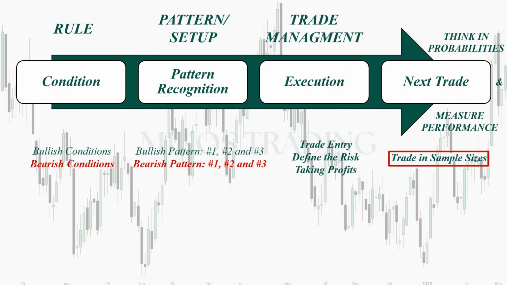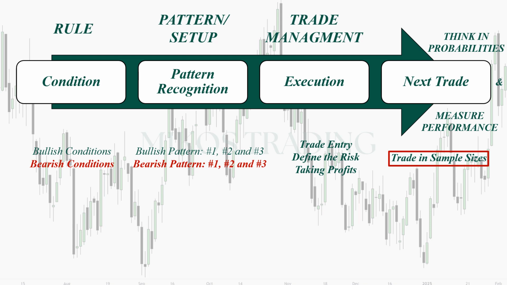After I enter my trades, the trade either works or it doesn't. In any case, I go on to the next trade and I repeat the described trading process. I know that individual trade outcomes are independent and random, but over a series of trades they produce consistent results. That is why I always trade in sample sizes of 20 trades or more.